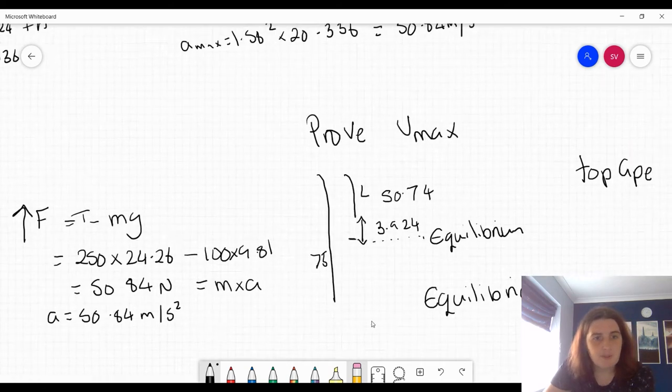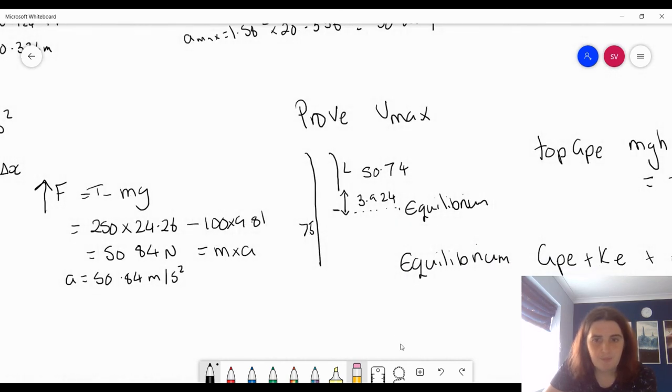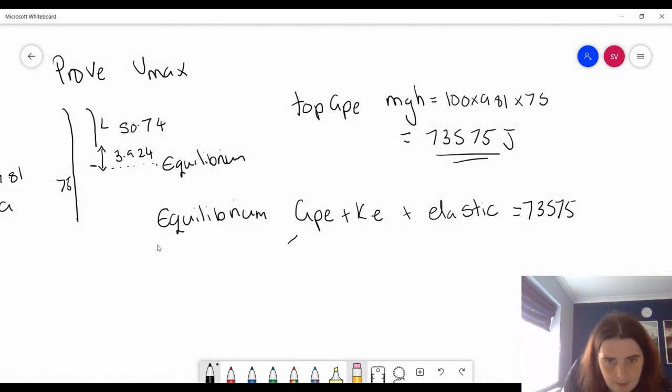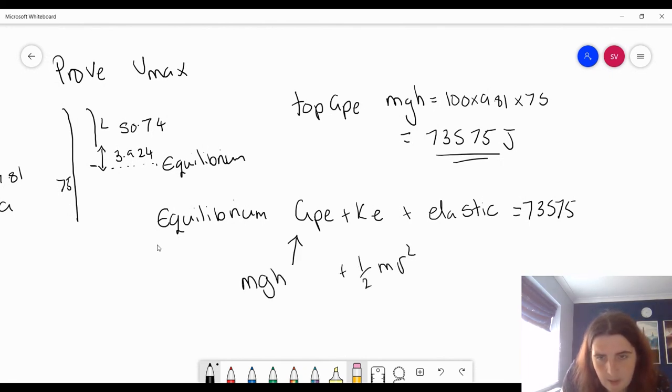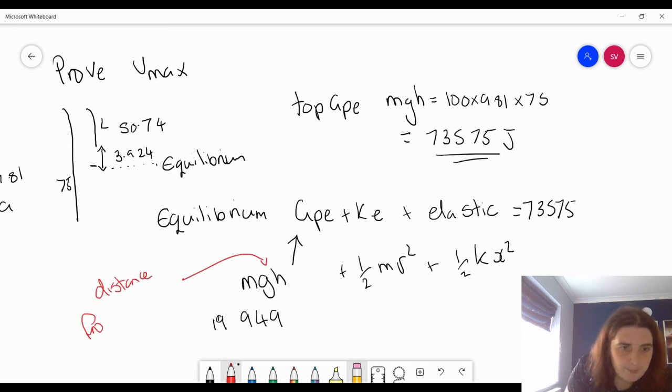Which makes sense, because if we look down here, the amplitude of my oscillation is from the bottom. So my energy is GPE, mgh, plus a half mv squared, plus a half kx squared. For mgh, I've got 100 times 9.81 times 20.336, which gives 19,949. This is the distance from the bottom.